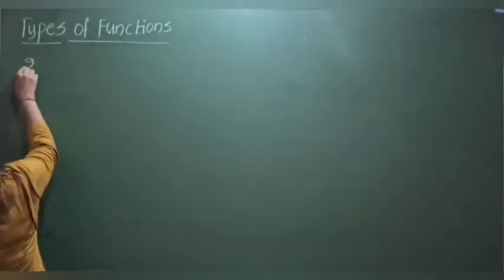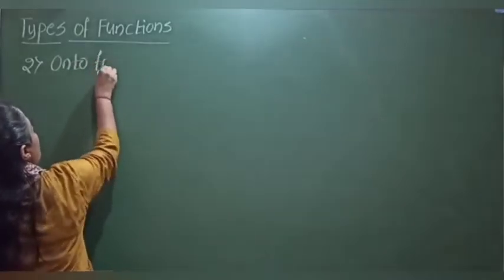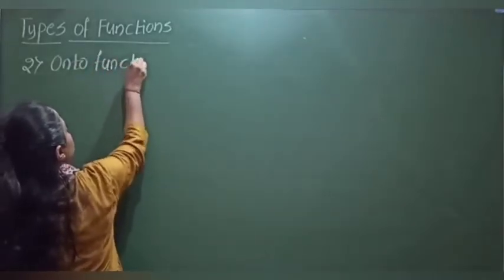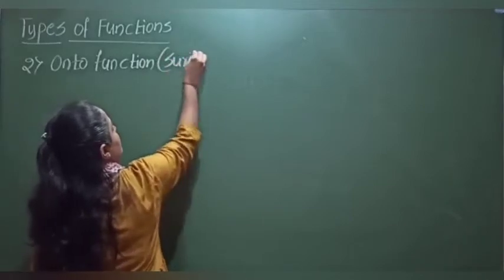Now I will take the next type of function. The second type of function is the onto function. Onto function, or you can call it a surjective function.